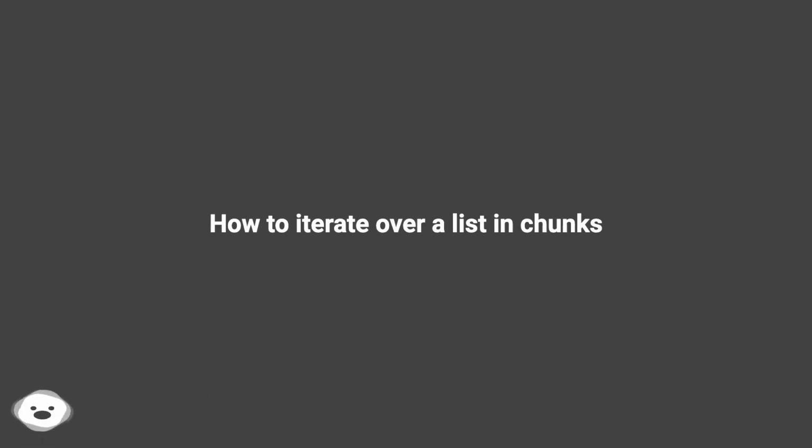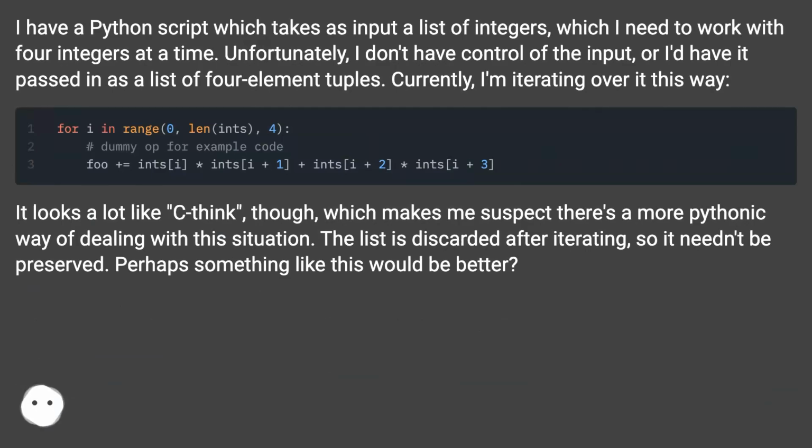How to iterate over a list in chunks. I have a Python script which takes as input a list of integers, which I need to work with 4 integers at a time. Unfortunately, I don't have control of the input, or I'd have it passed in as a list of 4-element tuples. Currently, I'm iterating over it this way.